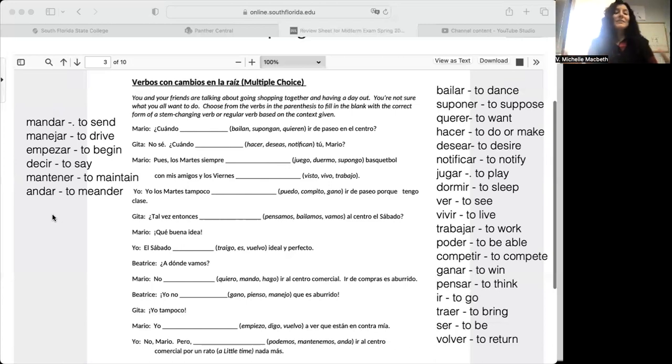Okay, so Mario says, cuando, and we have three options. We have bailan, supongan, quieren ir de paseo al centro. No? Okay, so immediately we have a verb that we have never seen before, and we have absolutely no idea what it means. We have a form that we've never seen before, so we know that one has to be wrong, because on the exam, you will not be tested on anything that you have not done before. So anytime we see something and we don't recognize it, we can immediately think that is the wrong answer.